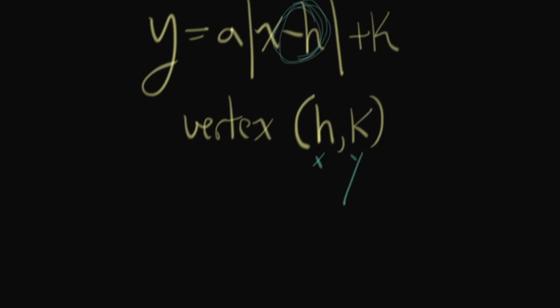The a, though, it just tells you the shape of the v. So is it wide? Is it narrow? And the shape and the direction of opening. So how it opens. If it's positive, it opens up. And if it's negative, it opens down. So now I should be able to go and give you equations, and you should be able to look at them and graph them. That's all I'm kind of wanting.